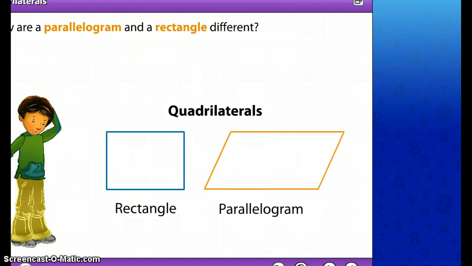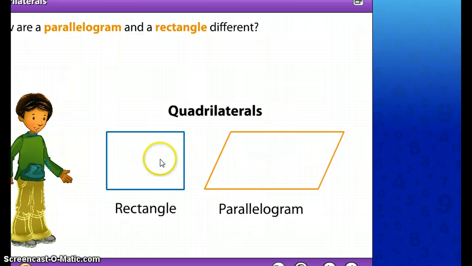How are a parallelogram and a rectangle different? Here's the parallelogram. Here's the rectangle. We said both of them have opposite sides that are parallel. This opposite side is parallel with this one. This opposite side is parallel with this one. And the same with the rectangle. But how are these two different? Desiree? One of them is just straight and the other one looks like it's crooked.